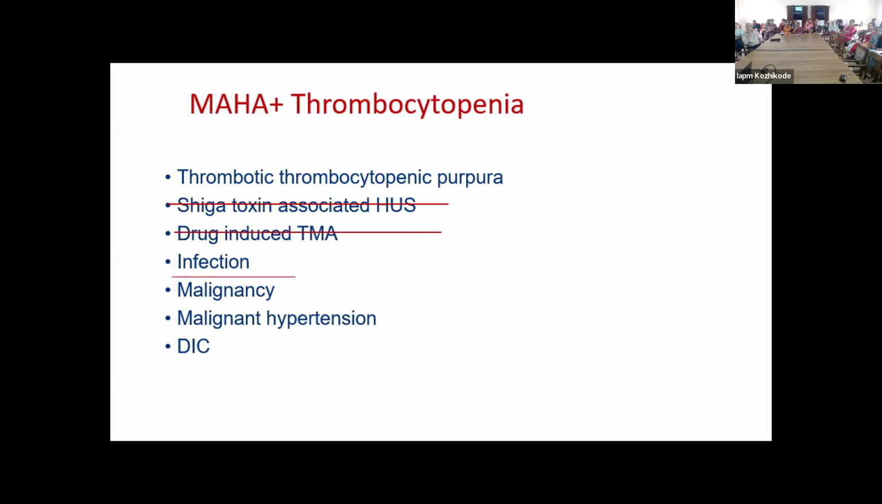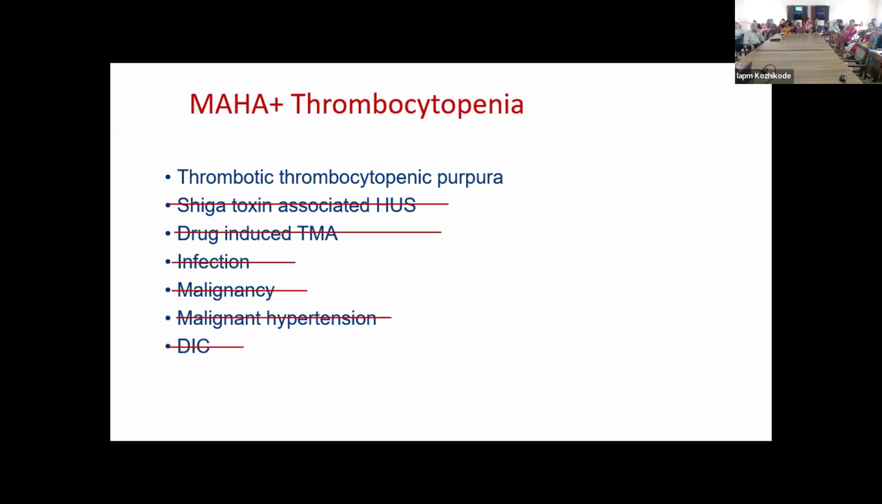That was also ruled out. And the patient doesn't have a previous recorded evidence of hypertension, and during the hospital stay the patient's blood pressure was also normal, and there were no bleeding manifestations or evidence of sepsis. Malignant hypertension and DIC were also ruled out. So after ruling out all the other possibilities of thrombotic microangiopathic hemolysis, they concluded a possibility of thrombotic thrombocytopenic purpura.